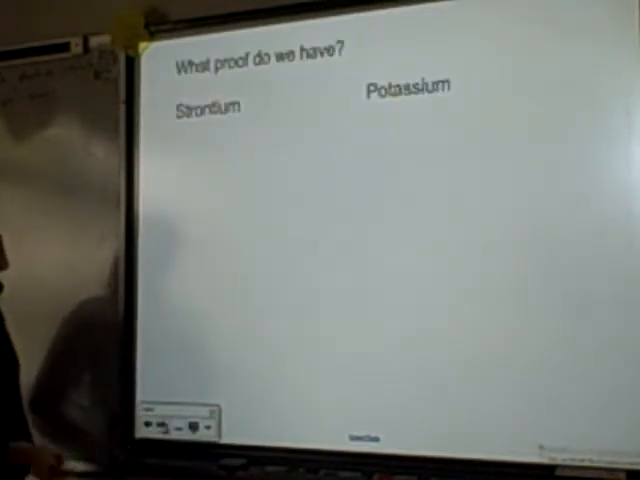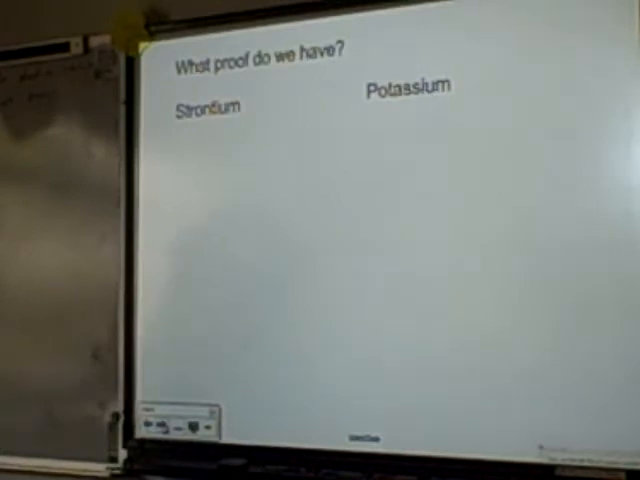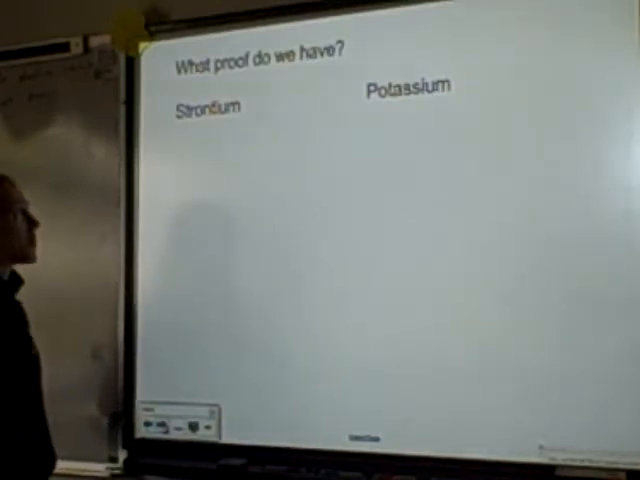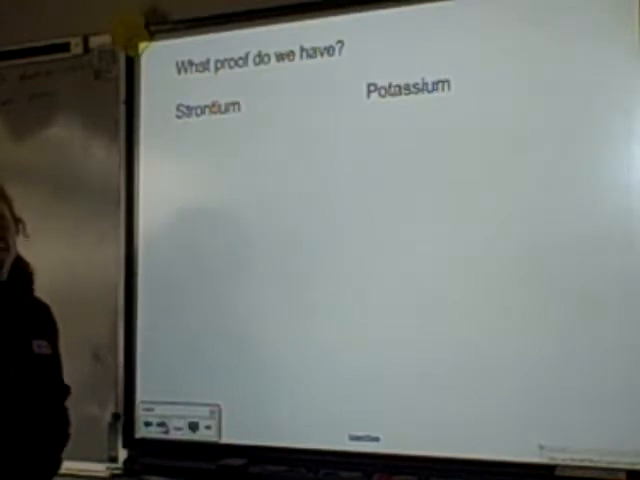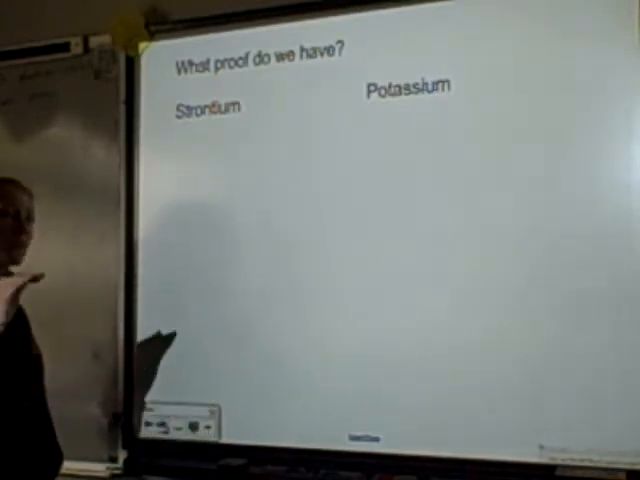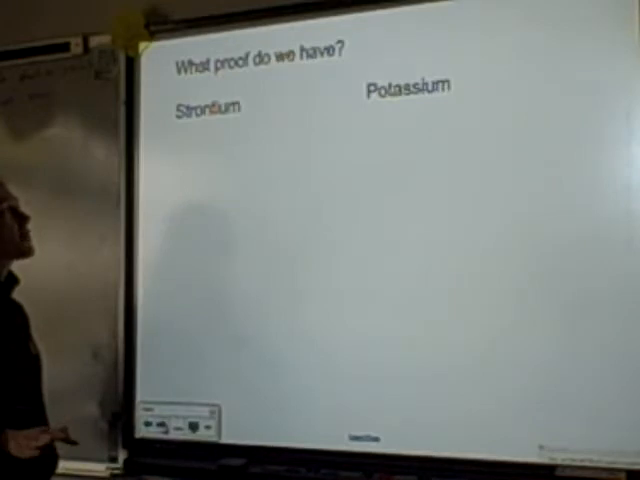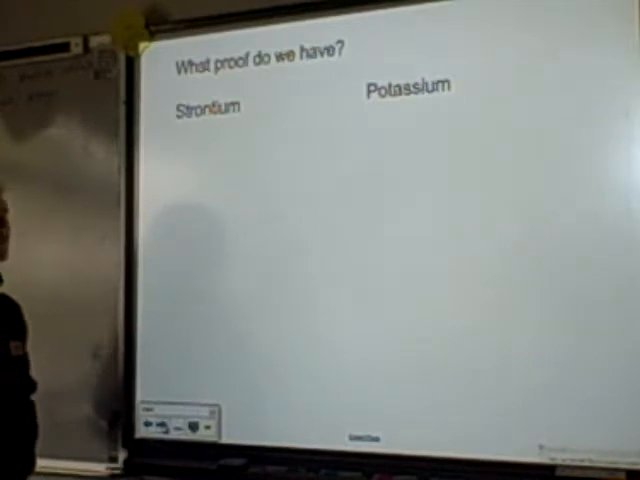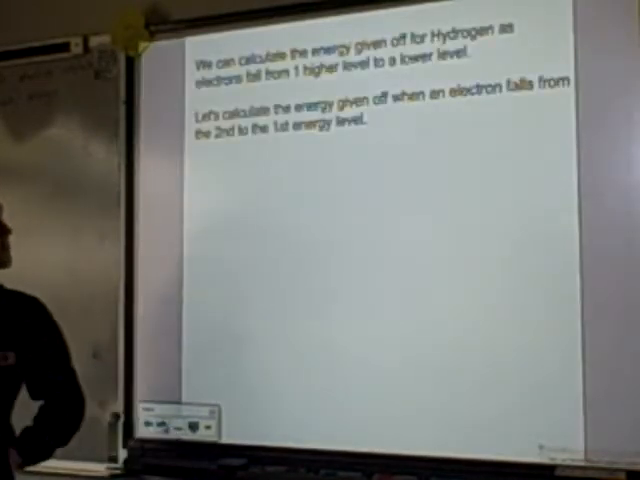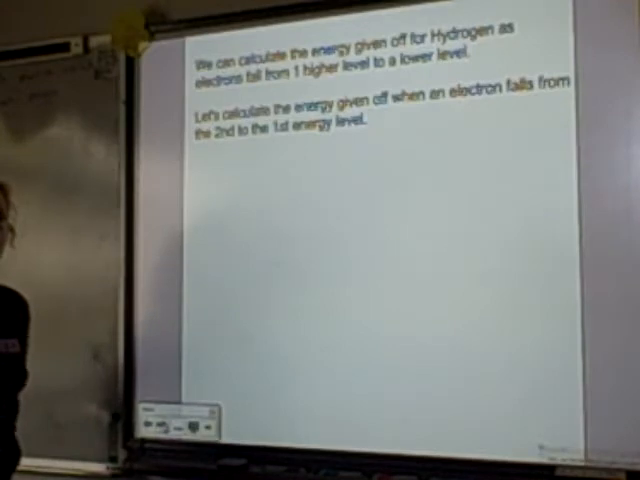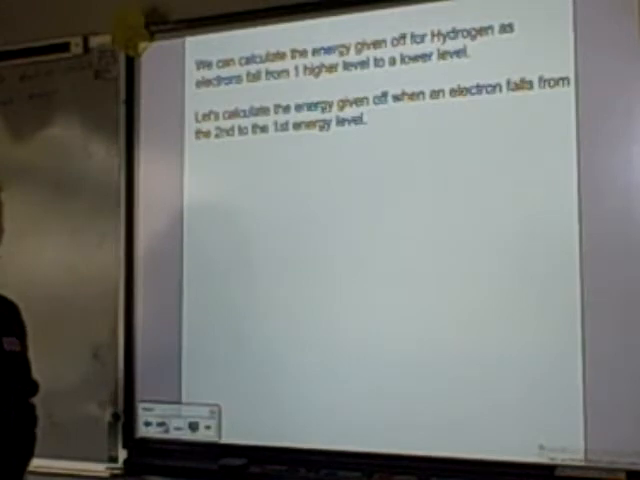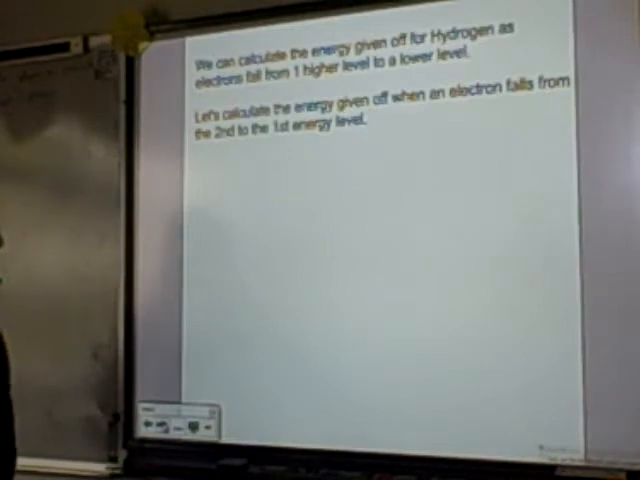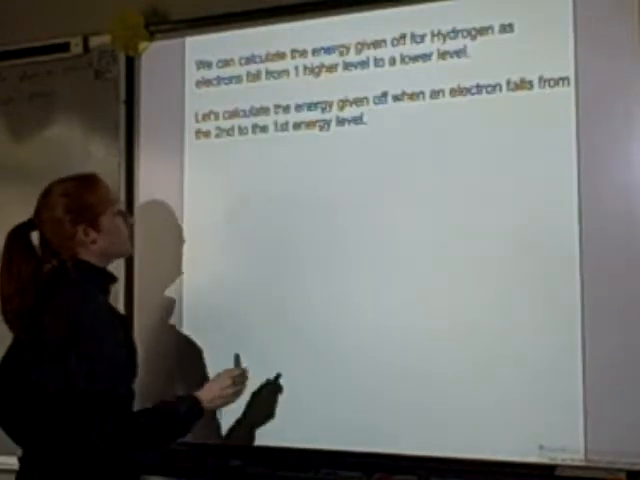So let's look at the proof we had, strontium, and unfortunately, the potassium went out before I turned the camera on. The strontium was bright red, so the energy given off when electrons were falling from higher to lower energy levels corresponded with the energy of red light. This one gives off purple light, a little bit higher energy, but I'll show you some other time. So we can actually calculate the energy of the electromagnetic radiation that's coming off, and whether we can see it or not, for a hydrogen atom. It's a little specific, so we're going to try it out.